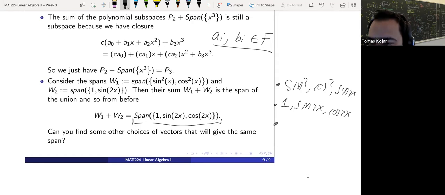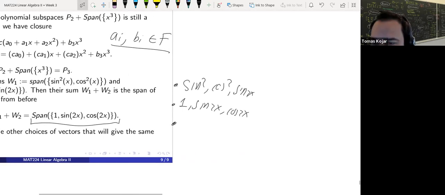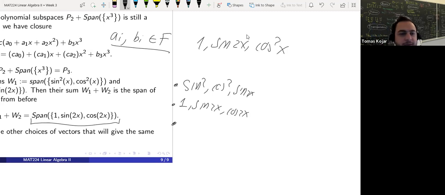Oh, sine 2x, cosine, oh, how did you do that? Okay, let me see. Sine 2x and cosine square x. Okay. And then cosine 2x. Oh, I see. You just used the formula cosine 2x is 2 cosine square x minus 1. Yeah, good.